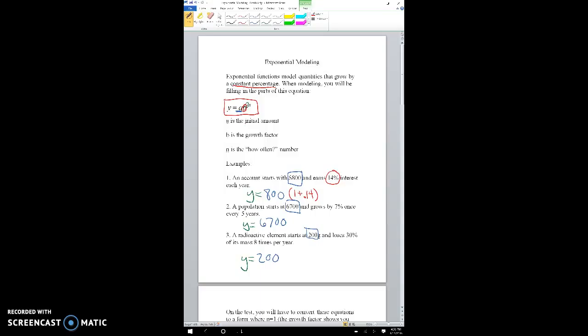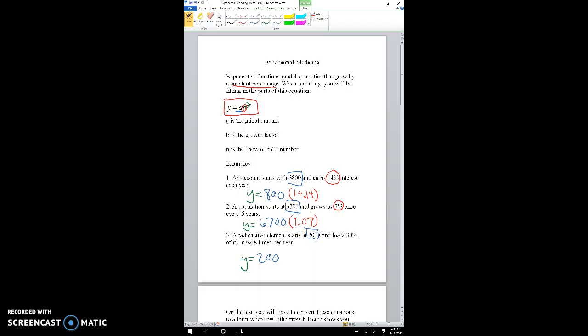If we just put 0.14 in the parentheses, that would mean that we would have much less than what we started with at the beginning of the year, and that's not how the bank account works. You get to keep everything you started with, plus you get some more. So then in number 2, I see the 7% change in the problem. So the growth factor is going to be 1.07. So again, at the end of whatever period we're looking at, we have 100% of what we started with plus 7% more.